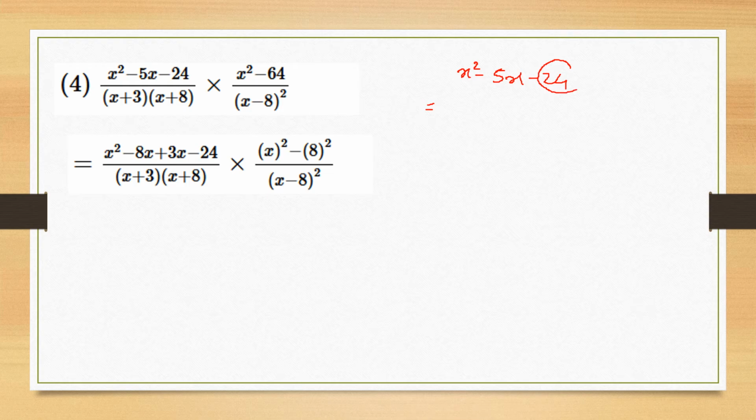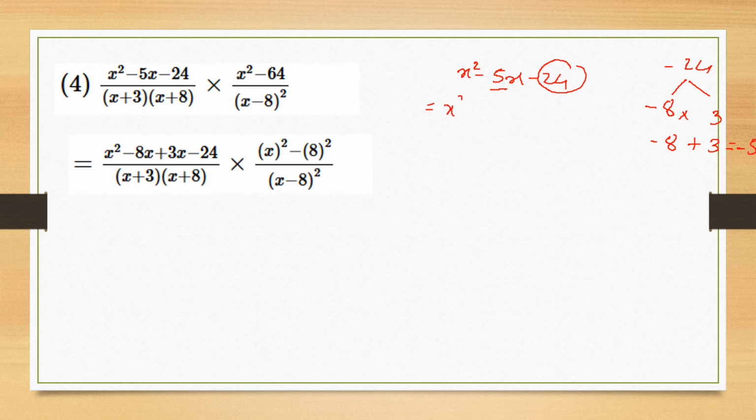So if you see here, we have minus 24. So minus 24 we have to split into two such numbers that after multiplying we get minus 24, and after adding we get the middle term that is minus 5. So you see, if you take minus 8 and 3, minus 8 multiplied by 3 will give you minus 24, and minus 8 plus 3 will give you minus 5, which is the middle term.